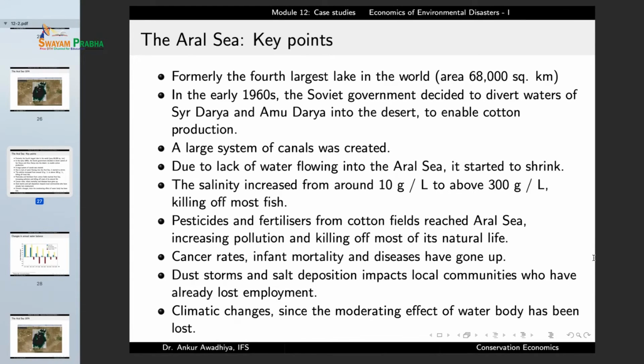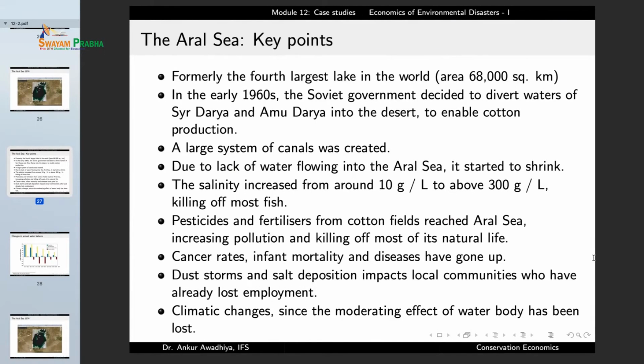Pesticides and fertilizers from the cotton fields reach the sea, increasing pollution and killing off most of its natural life. So, not only was the salinity increasing, but at the same time, the pesticides and the fertilizers were also reaching the sea, and that was causing a lot of contamination.